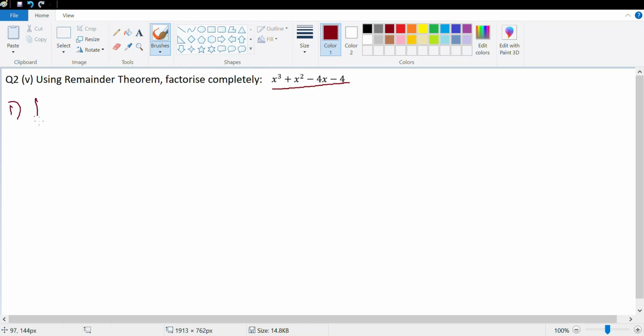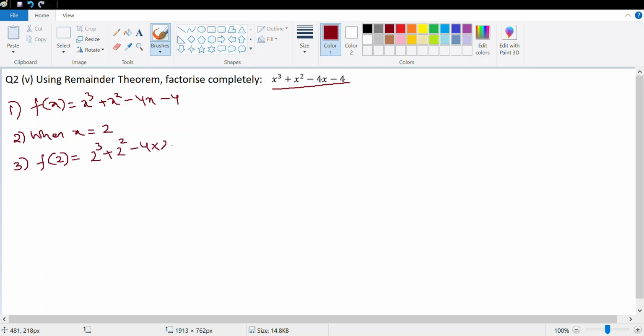So f(x) is equal to x cubed plus x squared minus 4x minus 4. Next, when x is equal to, let's say 2, by hit and trial method, f of 2 would be equal to 2 cubed plus 2 squared minus 4 into 2 minus 4. That's 8 plus 4 minus 8 minus 4, which is equal to 0, which means therefore x minus 2 is a factor.